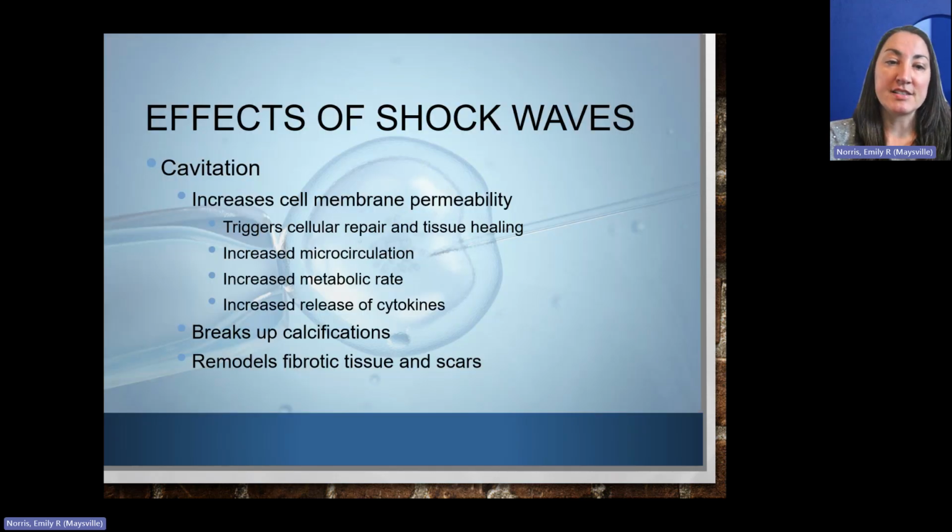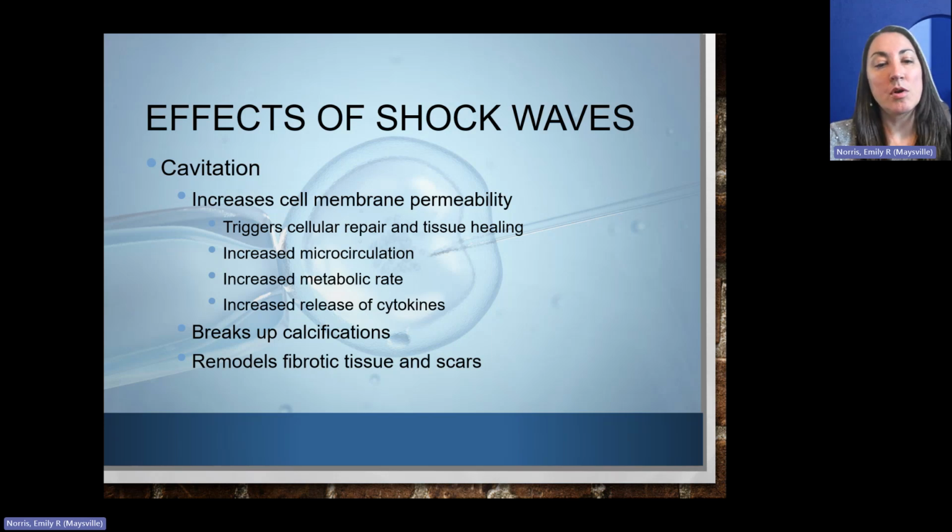Some of the effects. So there's the cavitation, which we have learned about before with other modalities. This increases your cell membrane permeability, so it triggers cellular repair and tissue healing, increases microcirculation, metabolic rate, a release of cytokines. It breaks up calcification and it remodels fibrotic tissue and scars.